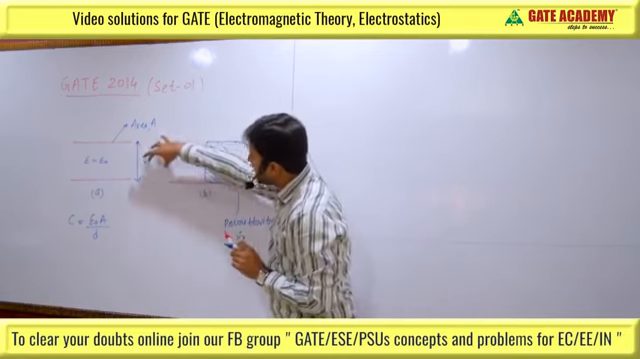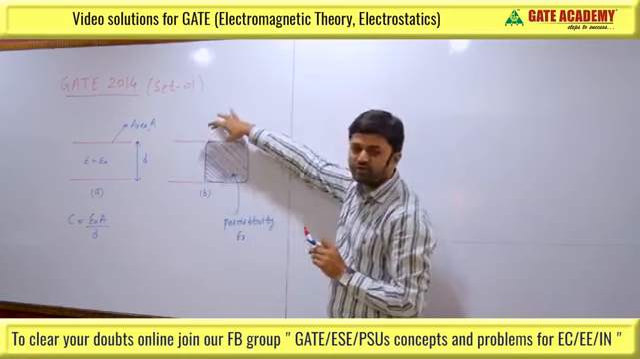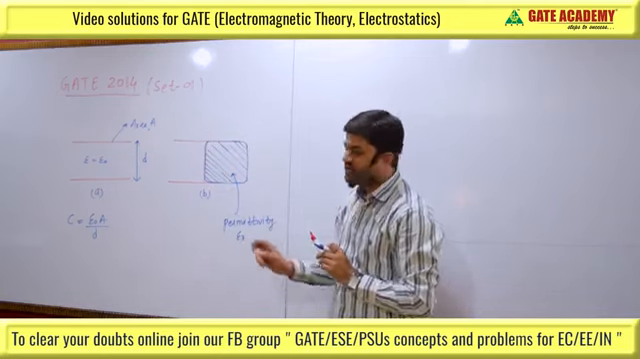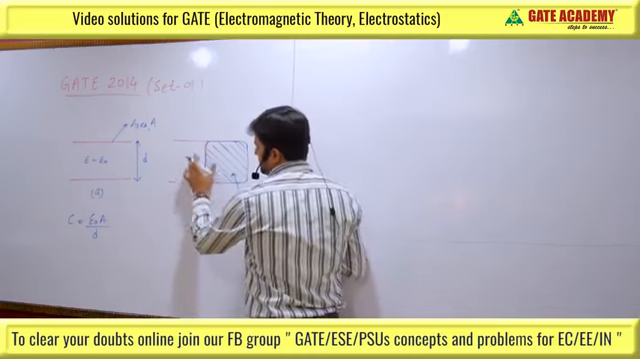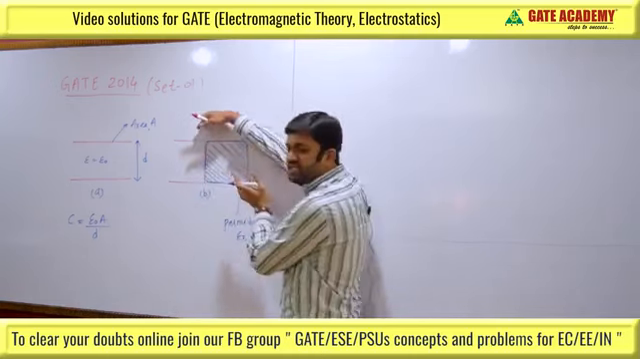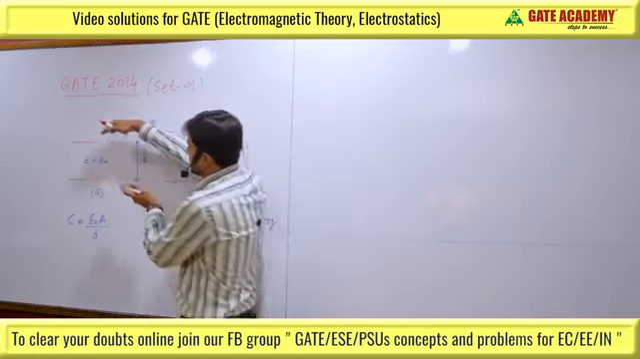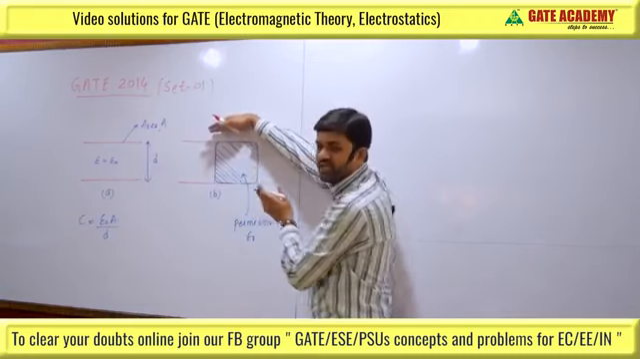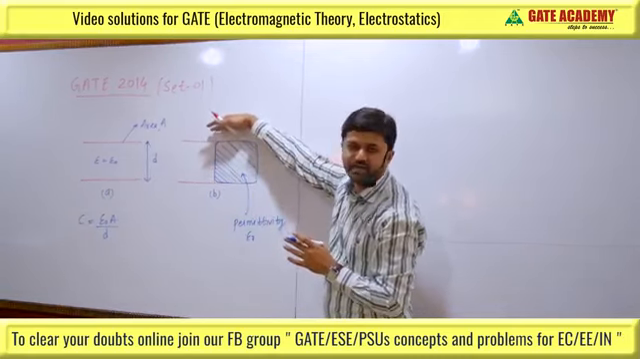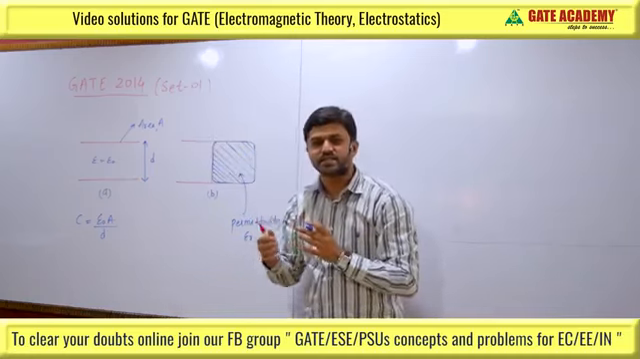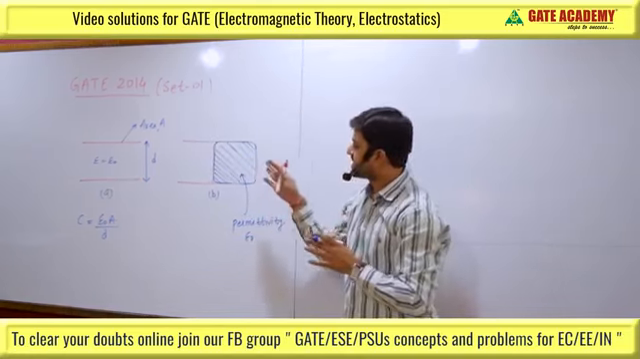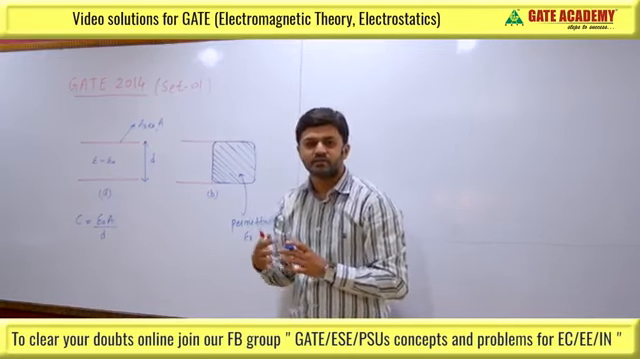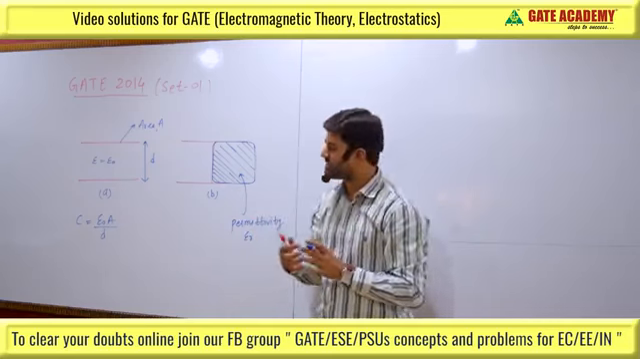So half of the whole gap is filled with the dielectric having permittivity epsilon r, and the potential across the capacitor here is the same as before. If we apply the potential across this capacitance, it will remain the same. When the potential is the same, it means the capacitors are connected in parallel, or in shunt. In that case, the voltage remains the same.